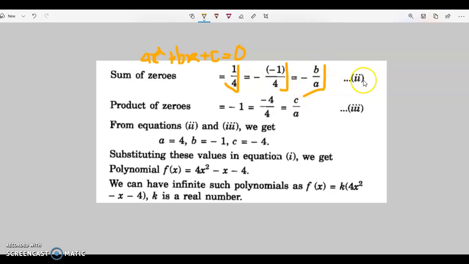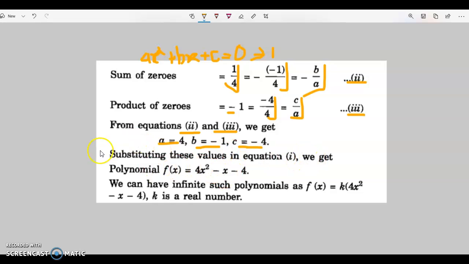I consider this to be equation 2. That is, this one is equation 1. So this is equation 2. For the product of zeros, I'm taking minus 1, that is minus 4 by 4, that is c by a, as the third equation. From equations 2 and 3, we get to know that a is equal to 4, b is equal to minus 1 and c is equal to minus 4.